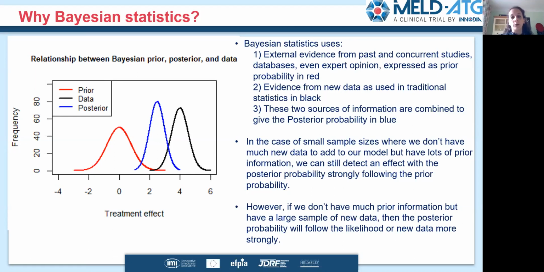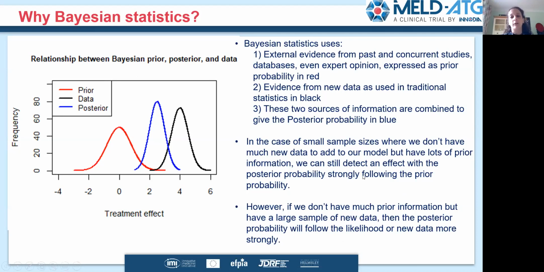So why this is really useful is that in the cases of small sample sizes, where let's say we don't have a lot of new information to add to our model, or something where we have longitudinal data and we haven't really collected enough information, but we have a lot of prior information, we can still detect an effect with a posterior probability strongly following the prior probability. So in that case, your blue curve would closely mirror your red curve.